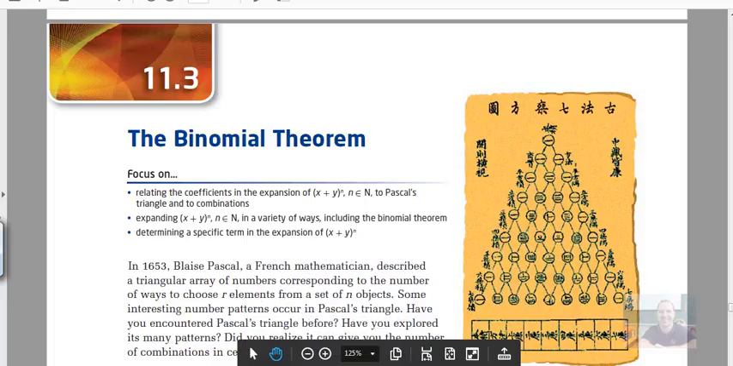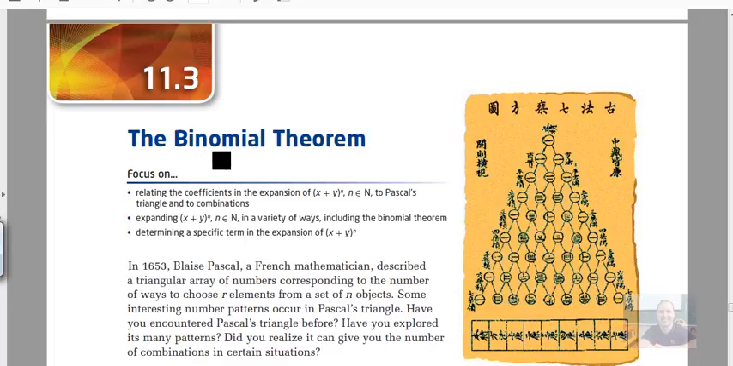So today's lesson 11.3, Binomial Theorem. What we're talking about, let me break this down a little bit. Binomial means two terms, okay? A polynomial with two terms. So x plus y right here is a binomial. 2x minus 3y is a binomial, okay?